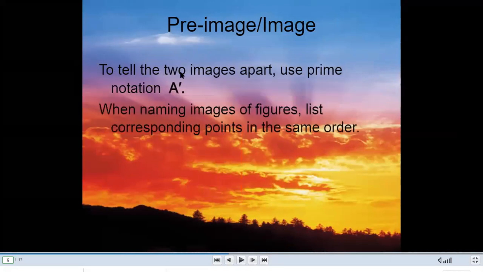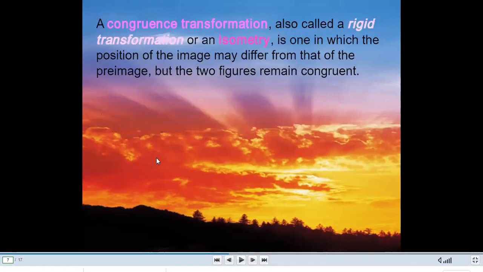To tell two images apart, use a prime notation. Did you see this sign? When naming images of the figure, list corresponding points in the same order, but we are going to put just a sign over it. It's called prime.